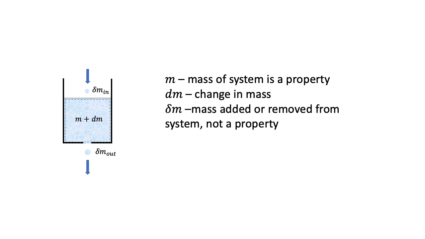So the drop falling in is delta m in, the drop falling out is delta m out. Now we can get a relationship between these terms. So the change in mass, dm, would be the difference, delta m in minus delta m out.